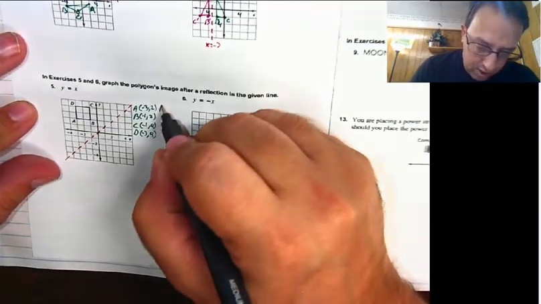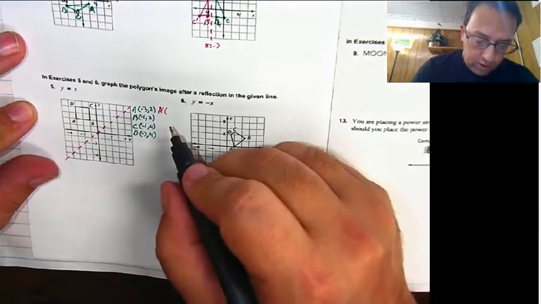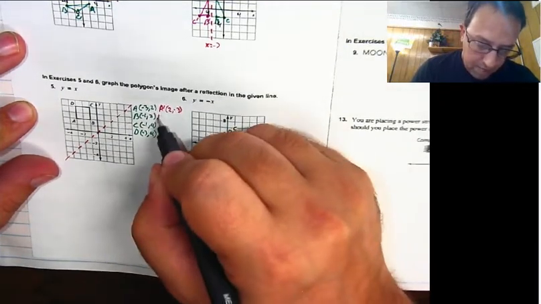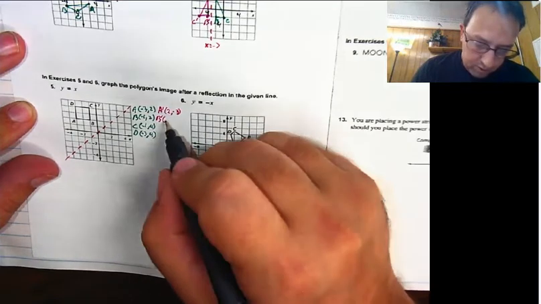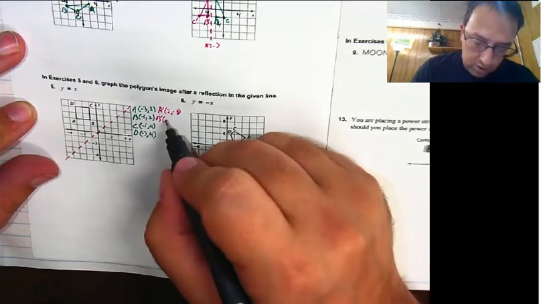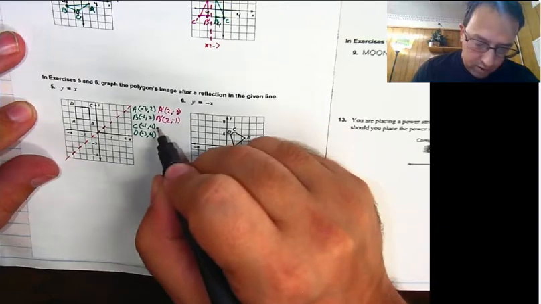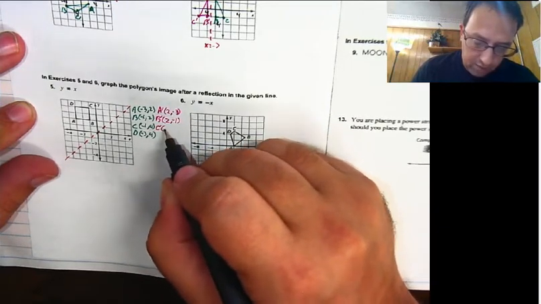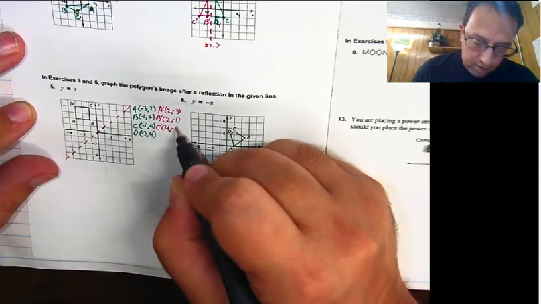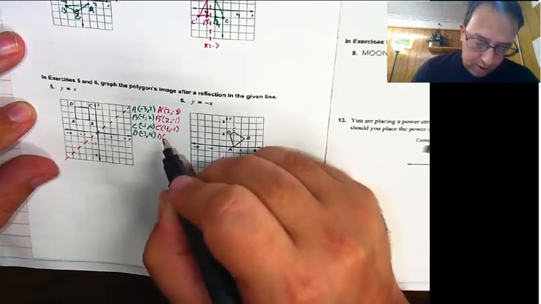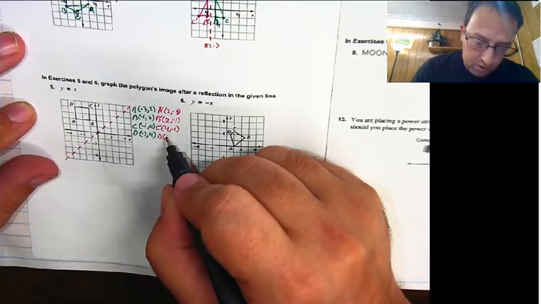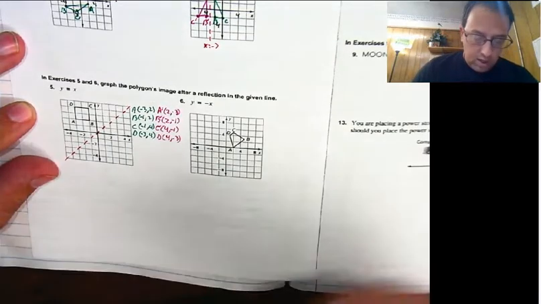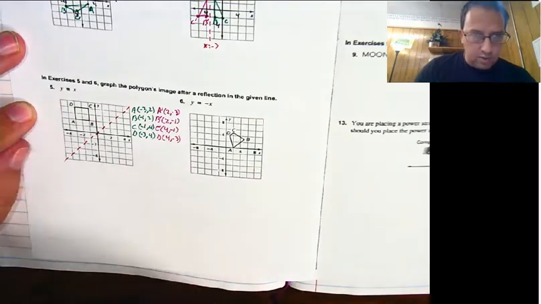So A prime, all we do is we switch x and y. So it becomes 2, -3. B prime switches from being -1, 2 to being 2, -1. C prime switches from being -1, 4 to being 4, -1. And D prime, instead of being -3, 4, becomes 4, -3. And then we plot them because it does want us to graph them.